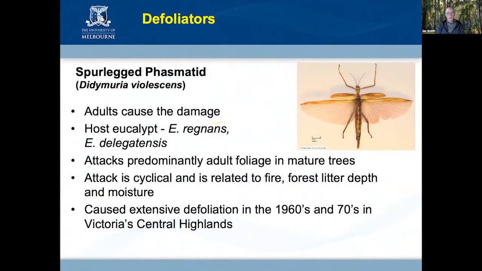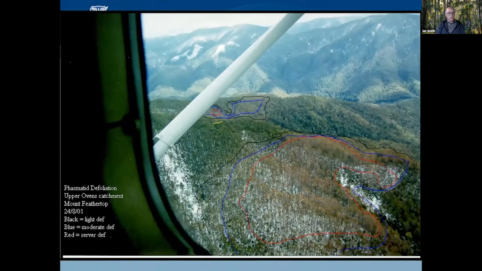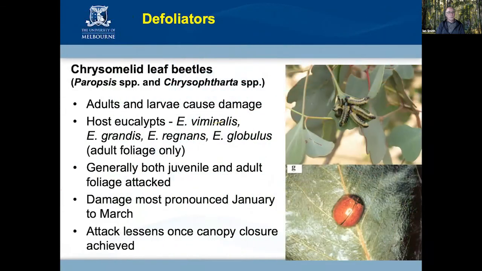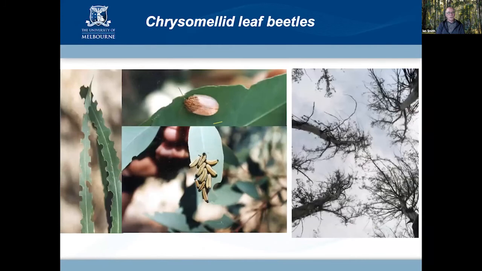Spasmodids were a big issue back in the 60s and 70s, and even more recently in 2001 in the delegatensis up in the Upper Yarra, Upper Ovens catchment, and you get this sort of defoliation occurring across the plantations. And in this case, you do still get deaths in the gullies. Christmas beetles and cross-mellor leaf beetles are another one that causes defoliations and may lead to wood decay fungi becoming an issue. Again, you can see the leaf defoliations that occurred.